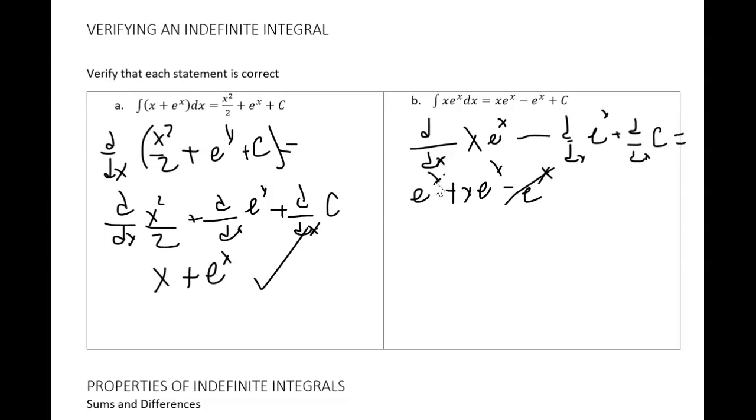Here, we've got e to the x minus e to the x, and it turns out that this derivative is actually x e to the x, which matches. So we've also verified this statement. So both of these verify.